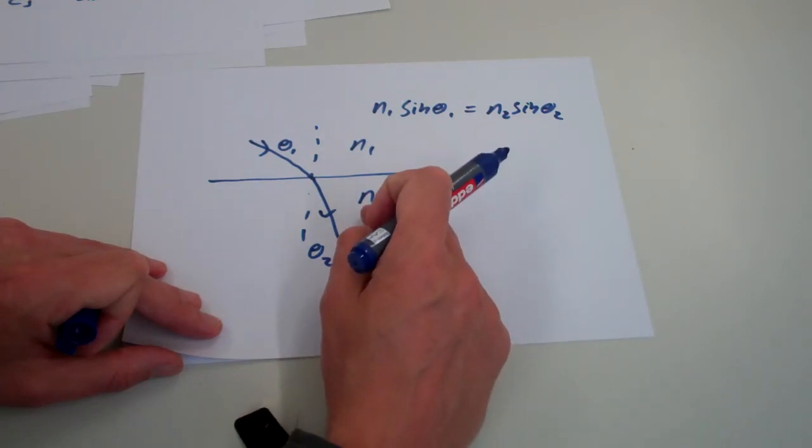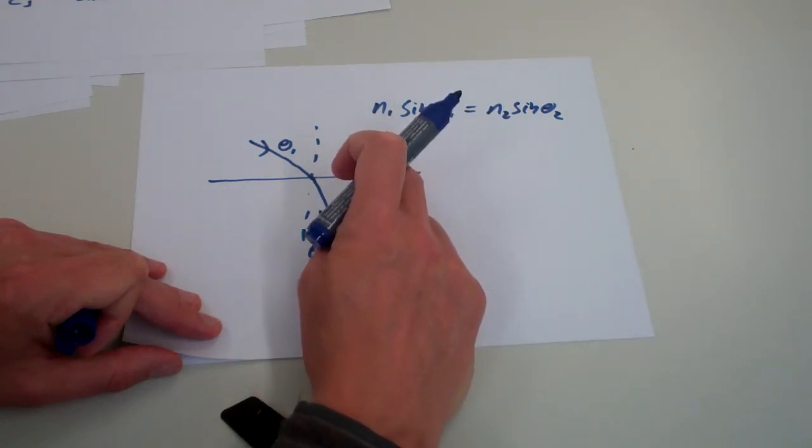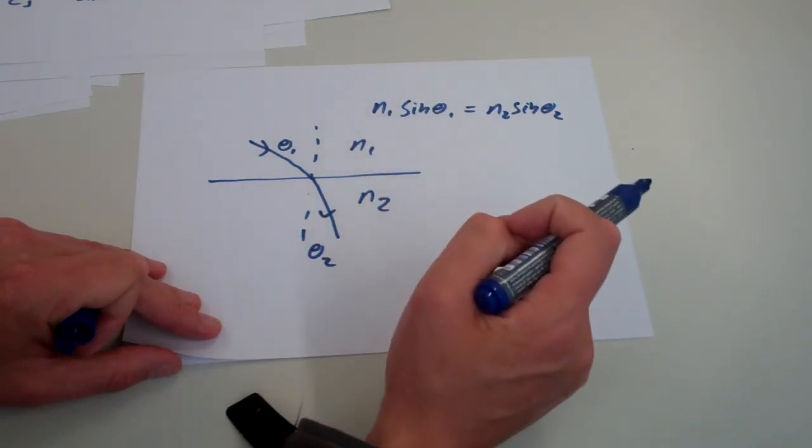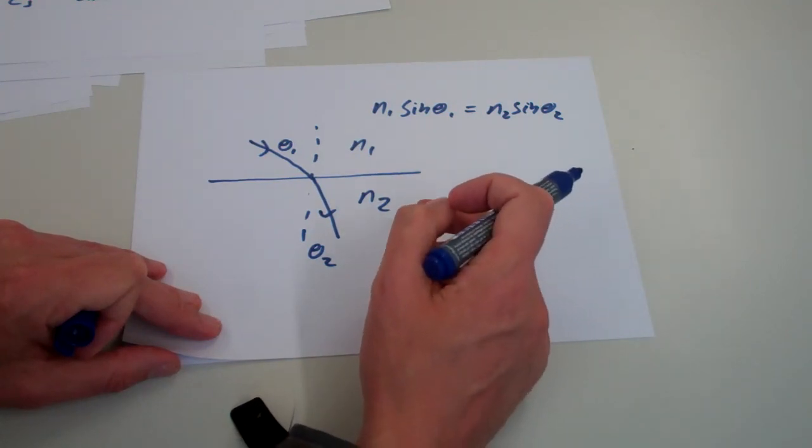They might tell you n2 and they might tell you theta 1, so it looks like you've got 2 unknowns, but this is air or vacuum as I've previously stated. Then we use n equals 1. I'll do total internal reflection as a separate podcast.